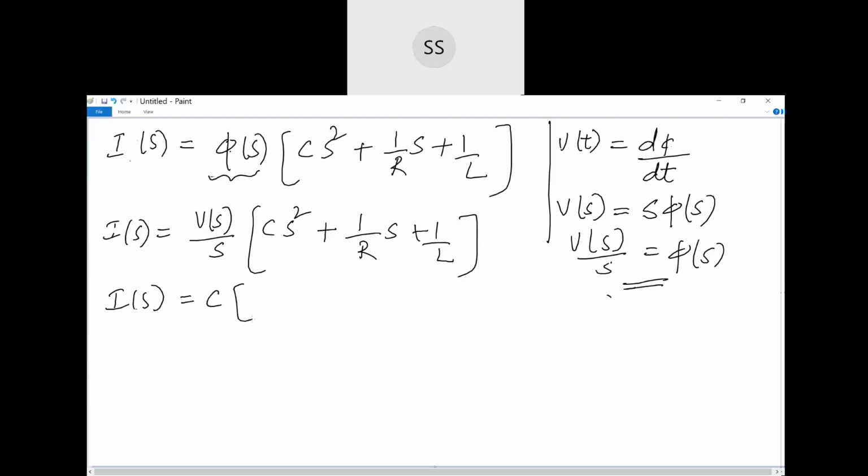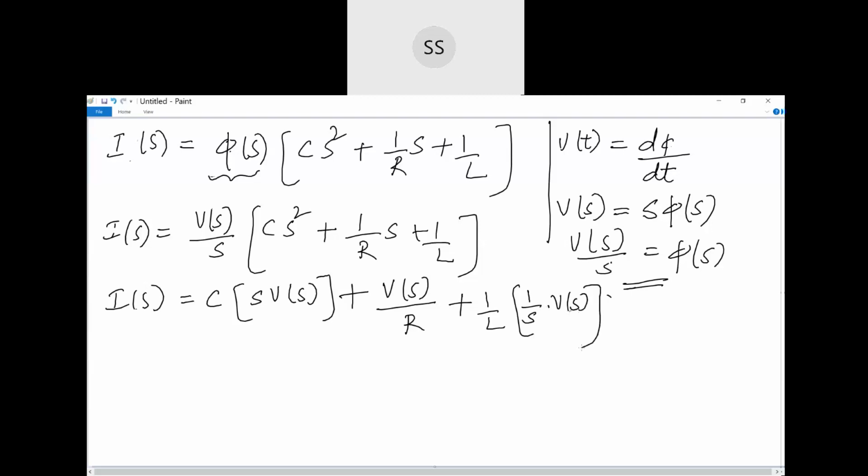C is a constant term. So we have here s into V of s for the first term, plus in the second term s gets cancelled, we have simply V of s by r, plus in the last term there is no cancellation, but here 1 by L is a constant term. So therefore we will write 1 by s into V of s as it is. Okay, so now this equation is ready to take the inverse Laplace transform. So now take the inverse Laplace transform of the above equation.